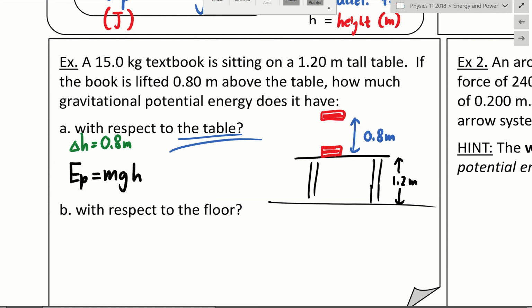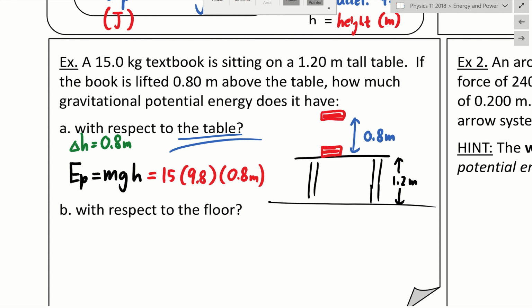There you go. So the mass is 15 kilograms. We are on Earth, so 9.8 for the gravity, and then height is 0.8 only. Okay, so mgh, done. Energy calculations are usually very easy, just a whole bunch of multiplying and dividing. Okay, so now if you take the calculator and put all these together, you're going to get, I believe, 118 joules of potential energy.